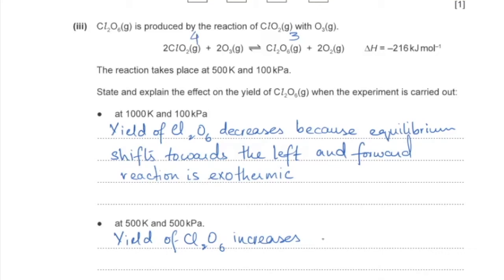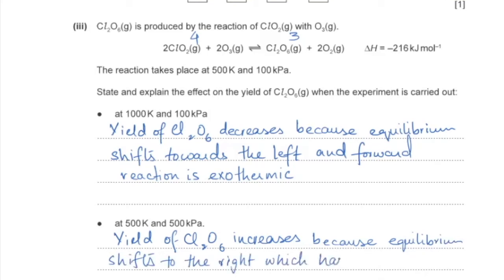So yield of Cl2O6 increases because equilibrium shifts to the right, which has fewer gaseous moles.